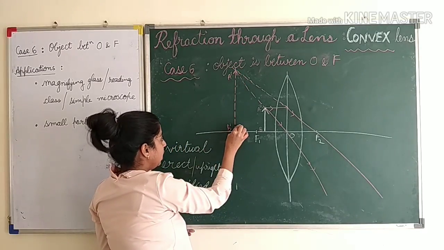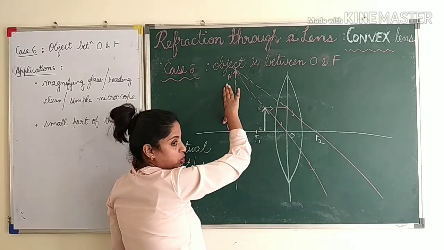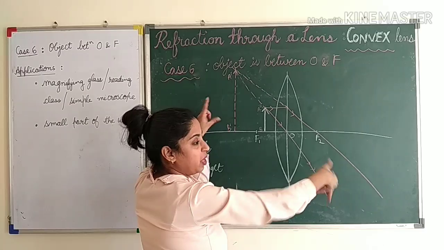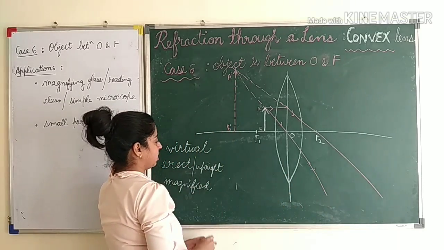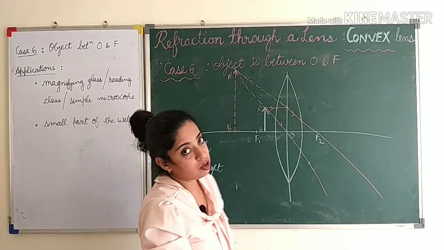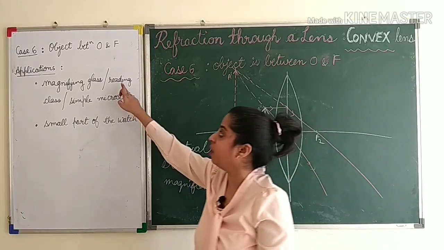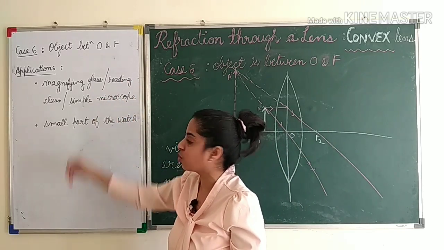This is virtual, this is erect, because object was also erect, image is also erect. Otherwise, in all the cases we have seen that object was erect but the image was inverted. Here in this case it is erect or upright and it is magnified. Now children, where does this find its application? It finds its application in magnifying glass, which is also known as reading glass or simple microscope.